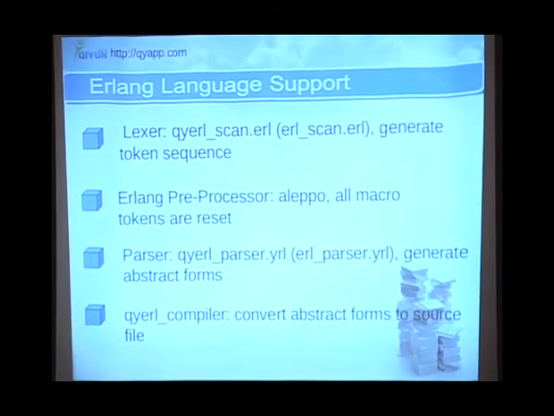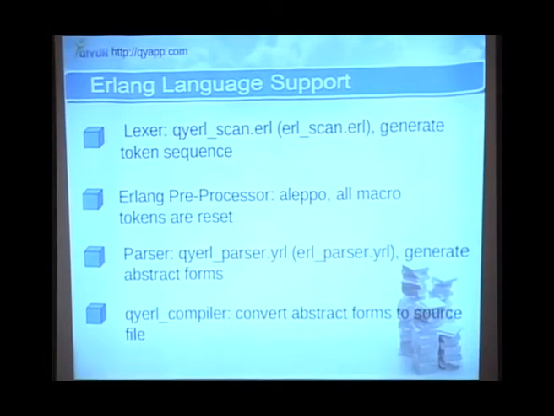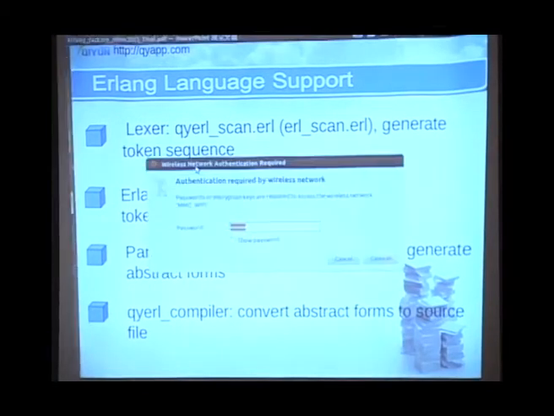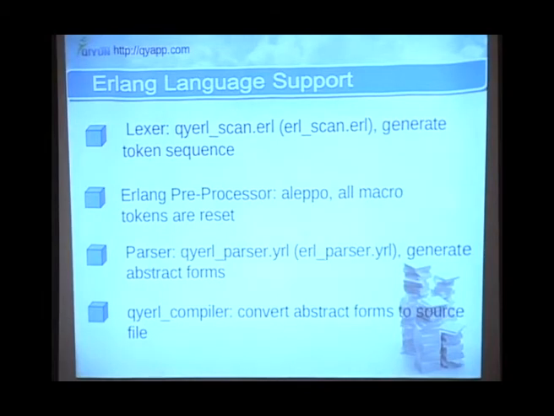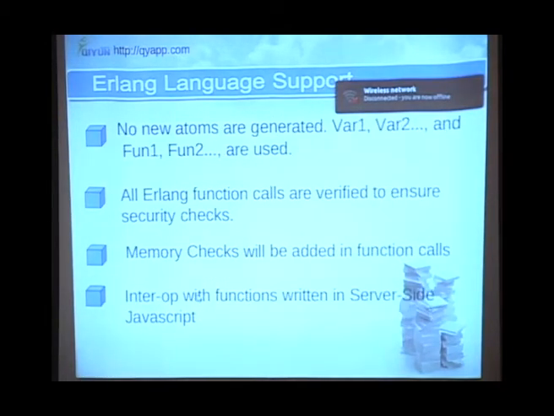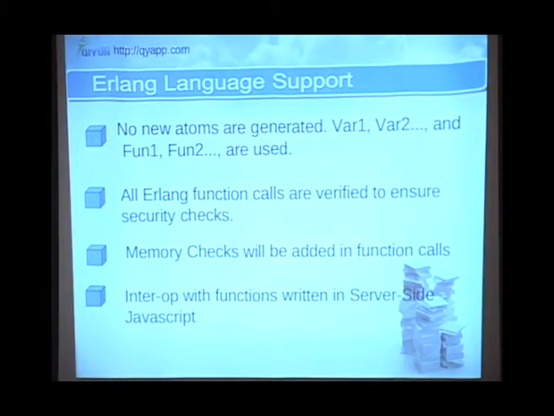So the flow is that the Lexer will generate the token sequence, and the preprocessor does all the macros. We support macros actually. The parser then generates abstract forms, then compiles, either to a source file or directly into an Erlang module. Of course, there are a lot of things that need to be watched. For example, no new atoms are generated, because it's always running. Any customer can write any Erlang code here. So no new atoms are generated.